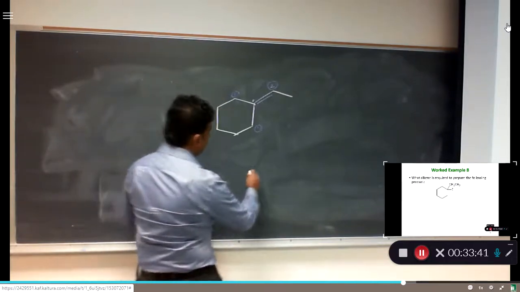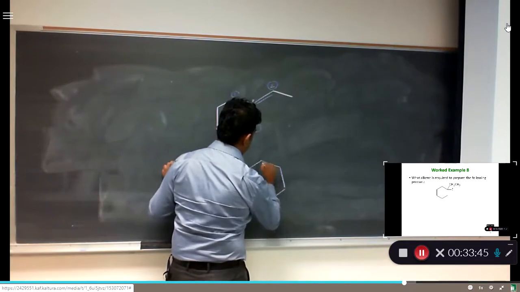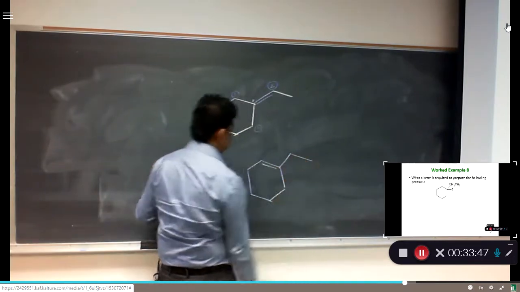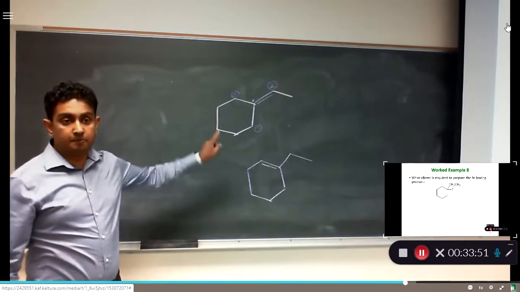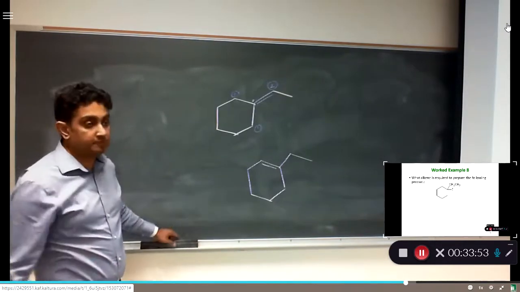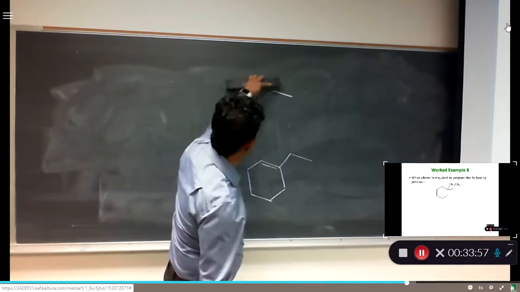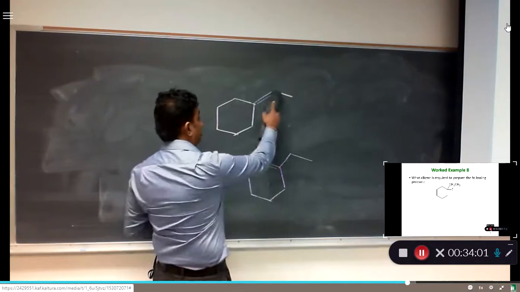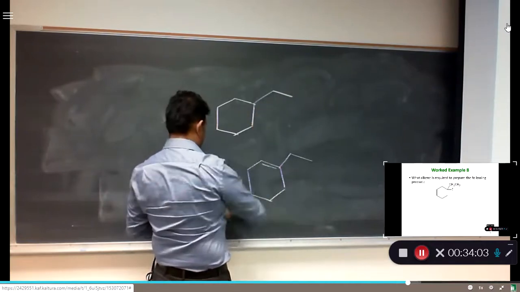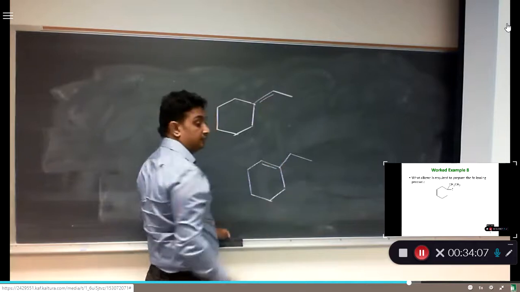Okay? But if you want to make a double bond with the other neighbor, you can. You can do it. So it will kind of look like this. Are we good? So both of these are possible starting materials for the product that is shown in the work example.